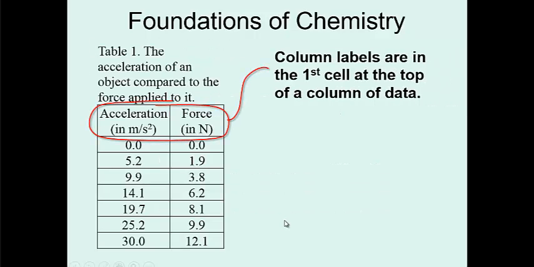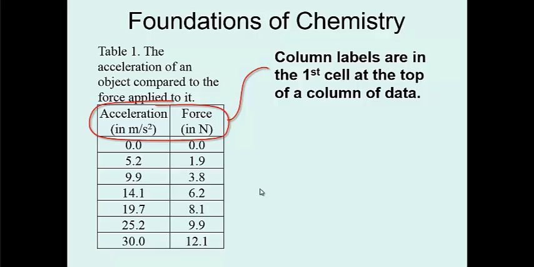Now, column labels are in the first cell at the top of a column of data. Most of the time, you have column labels and you don't have row labels, but there may be times when row labels are also appropriate. So you can see that I've got a description of what's in the column, and then I also have units of measurement in parentheses. In the case of acceleration, you've actually got 2 units of measurement in the form of a fraction, meters per second squared.